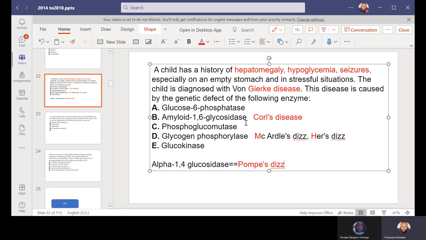But your focus, because the most common ones which they ask: Pompe's disease, you just need to know. Alpha-1,4, Pompe's disease, heart. And then glucose 6-phosphatase, von Gierke's disease. That's your number one and number two. And also knowing that glycogen phosphorylase is found in the muscles and the heart.